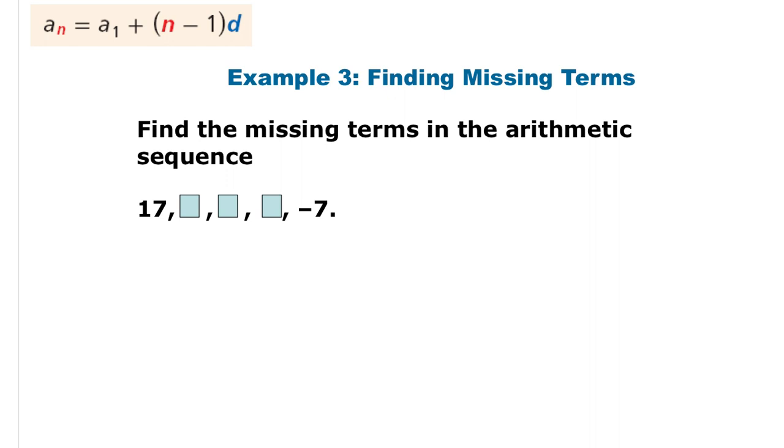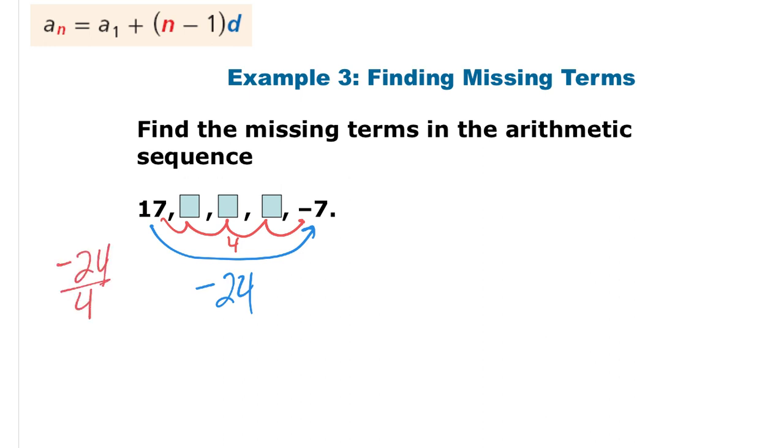In this example, I'm going to show you two different ways that you could solve this. We're going to find the missing terms in the arithmetic sequence. The first way that I see this is that we went down 24 from 17 to -7, going down 24 over the course of 1, 2, 3, 4 terms. So if I went down 24 over 4 terms, that means each time I went down 6. So my common difference is going to be -6.